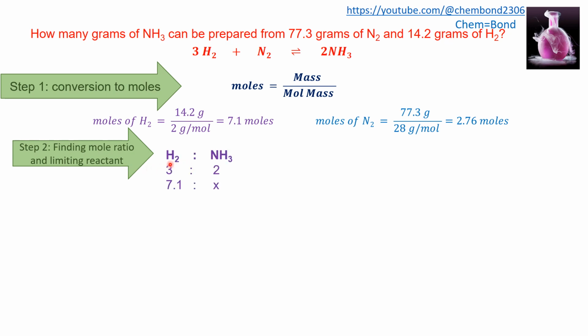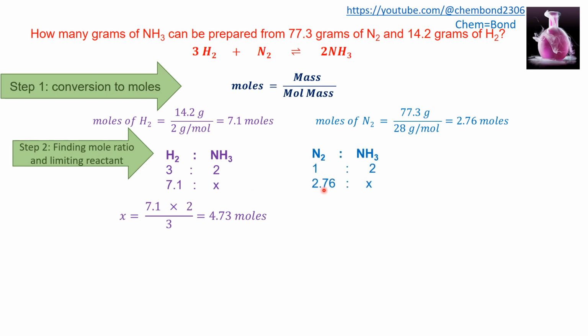So first we will find the mole ratio between hydrogen and ammonia. From the stoichiometric balanced equation, 3 moles of hydrogen will produce 2 moles of ammonia. So 3:2. Now 7.1 moles of hydrogen will produce how many moles of ammonia?